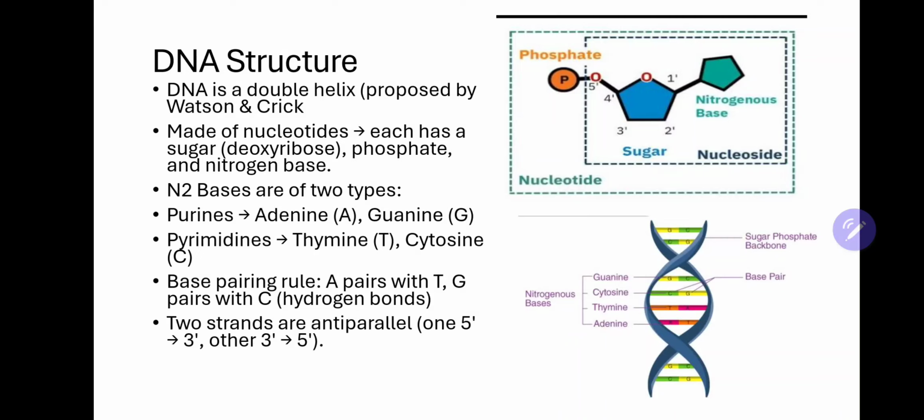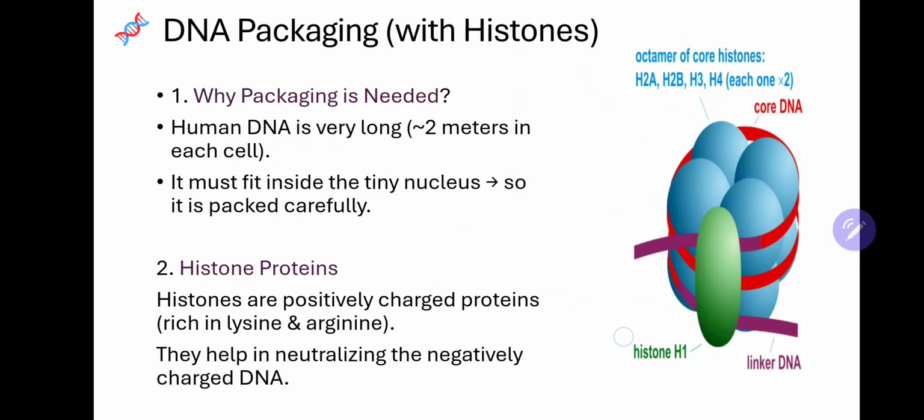The structure of DNA, or the double helical model of DNA, was proposed by Watson and Crick, and the nucleotides are the major components of the DNA. This nucleotide consists of sugar, phosphate, and nitrogen bases. Nitrogen bases are mainly of two types, purines and pyrimidines. The purines are adenine and guanine, and the pyrimidines are thymine and cytosine. Adenine always pairs with thymine, and guanine always pairs with cytosine. And in the structure of DNA, we can also see that the two strands are anti-parallel in nature.